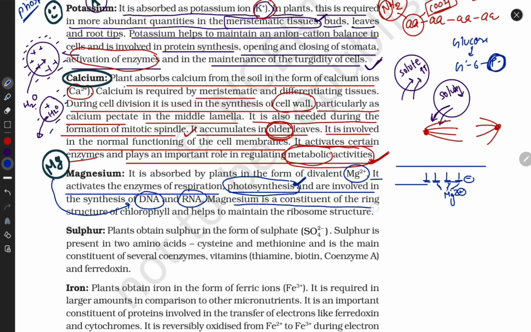Magnesium is a constituent of the ring structure of chlorophyll. Yes guys, in the center magnesium is present, and here is the pyrrole ring. Okay. Next, it maintains the ribosome structure.